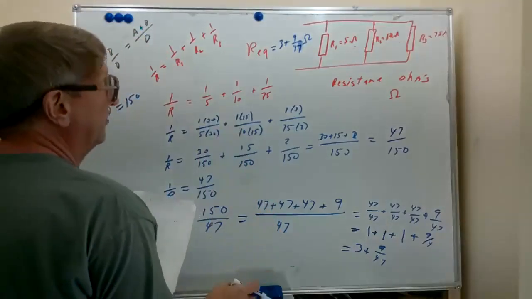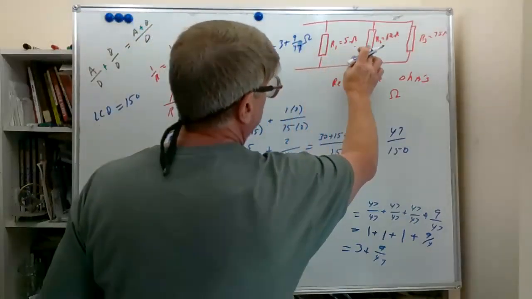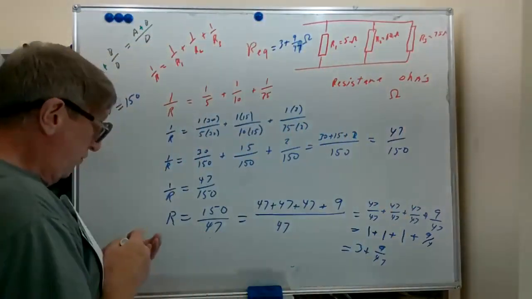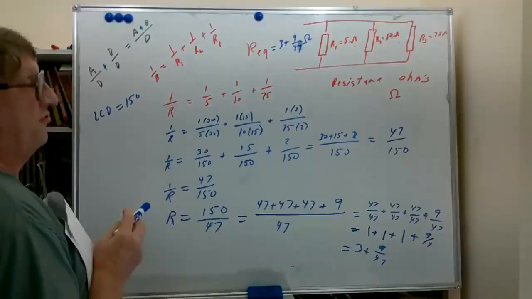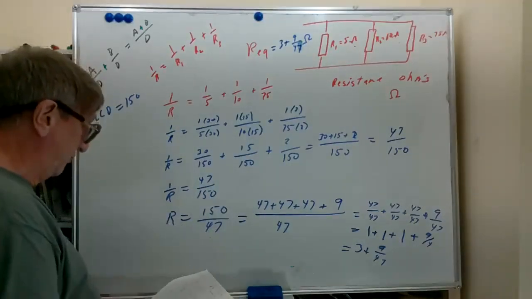And one thing you will notice is that this was a little bit less than 4, which is less than 5, less than 10, less than 75. When you put resistors in parallel, the equivalent resistance is always going to be less than the smallest one.